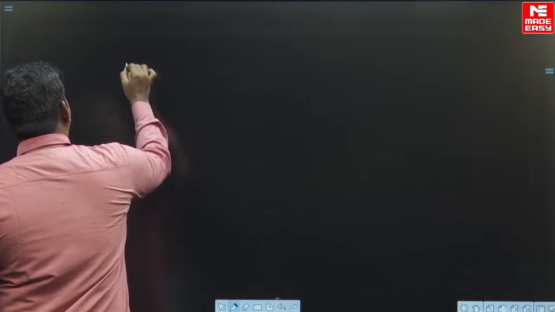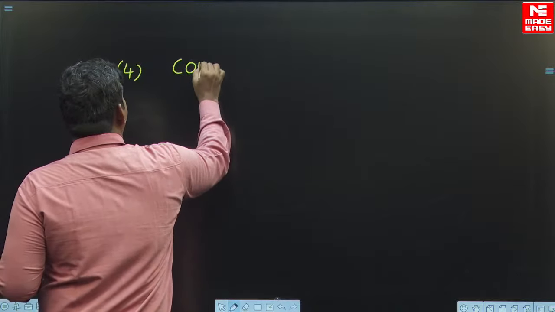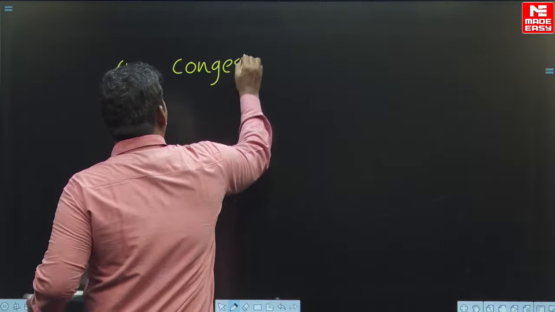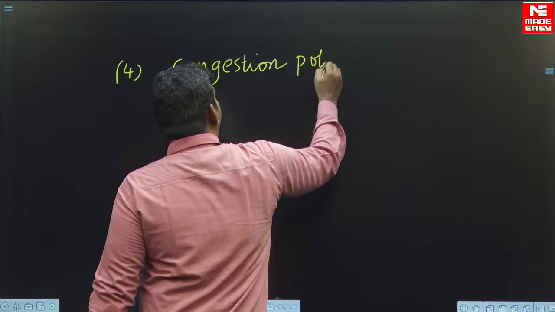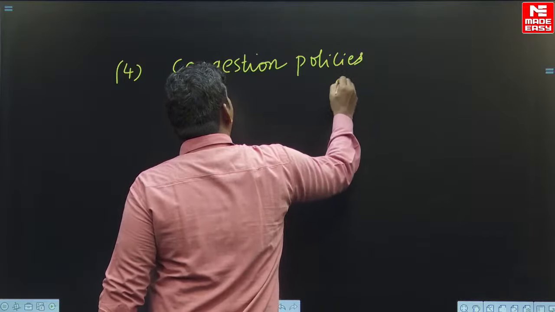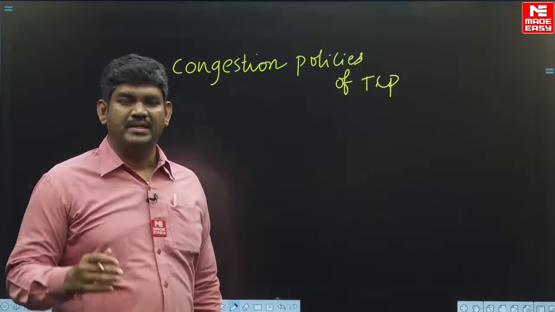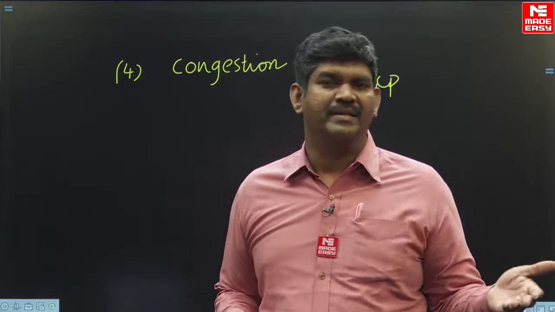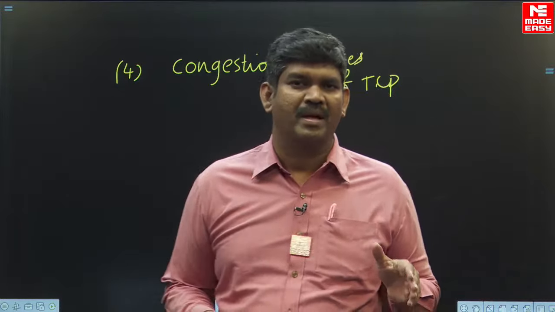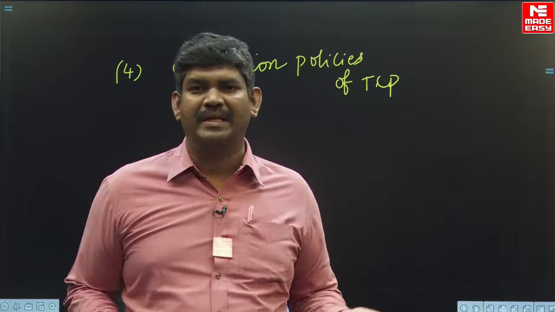And the fourth query is regarding the congestion policies of TCP. It is also a direct question. So what are the congestion policies of TCP? We know that when things are going well, when there is no loss of data, you can straight away increase exponentially using slow start, and using congestion avoidance, you can increase linearly.